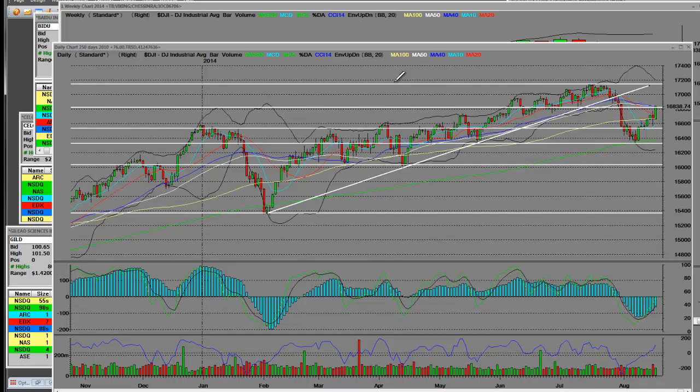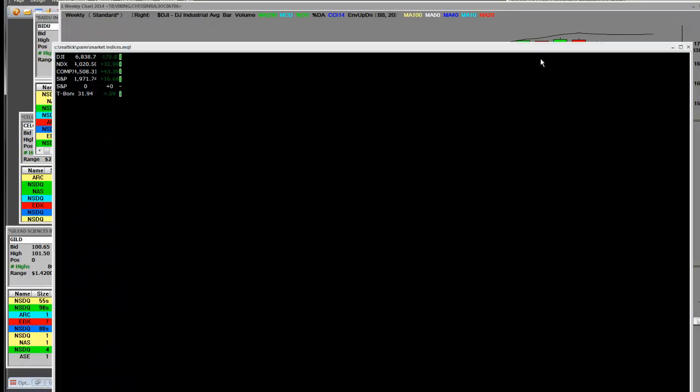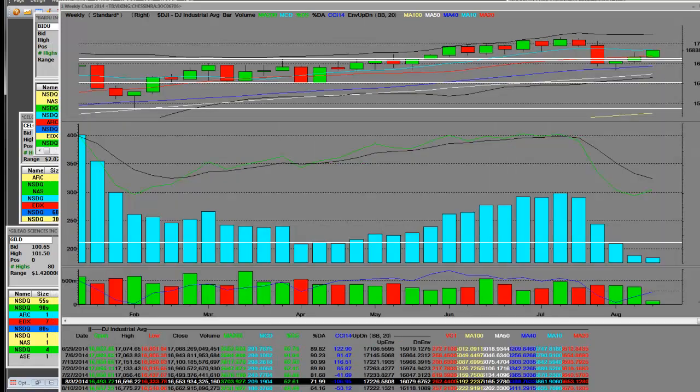Good afternoon. We have the Dow Jones Industrial Average right before us. One of the things about the Dow today, it had a counter trend. It was up 175 points. So the Dow had a 175 point advance.